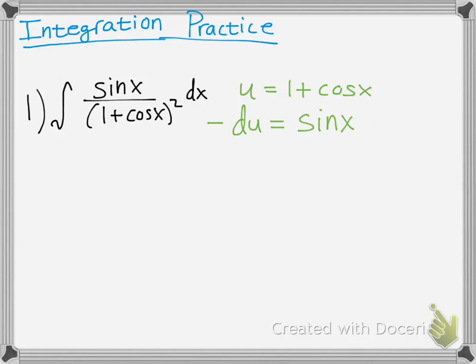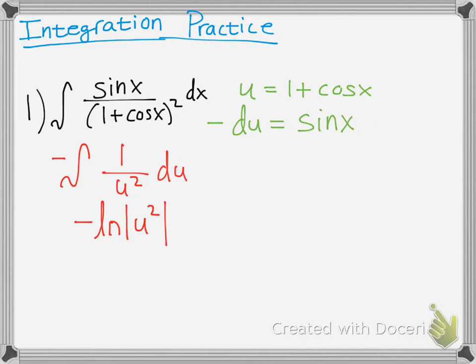Now, going back to our original problem, we can substitute u, and we would get the negative integral, because it's negative du, of 1 over u squared du. Now you can use basic integration techniques to solve. The antiderivative of 1 over u squared would be ln of the absolute value of u squared, seeing how the negative's there, negative, and that would be it. But we have to include the constant, so plus c.